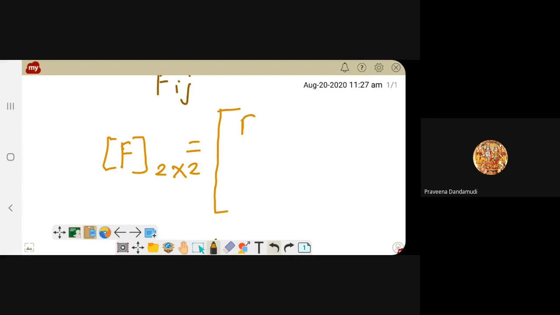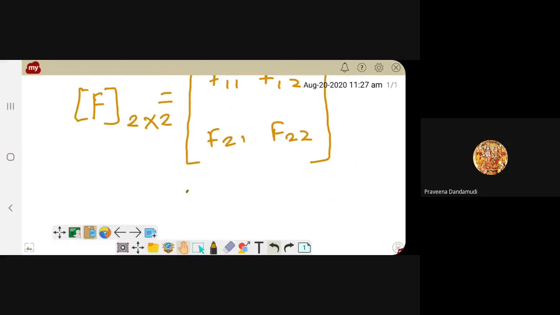Okay, F11, F12, F21, F22, similar to the stiffness matrix. Nothing changes in that, but here the concept is the force method. So we are applying unit forces at a joint to find out the unknown coefficients. Okay, so it is quite simple to understand.